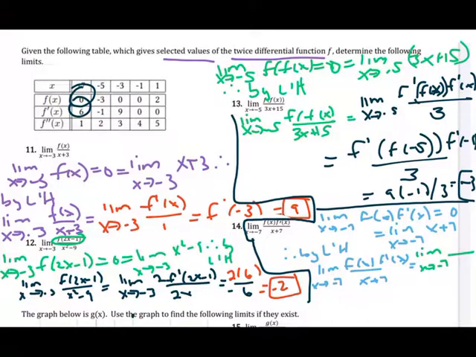The denominator is just going to be 1. The numerator is going to be the product rule, which I did not save myself enough room for. So it's going to be f prime of x times f prime of x, so f prime of x squared plus f of x times f double prime of x.